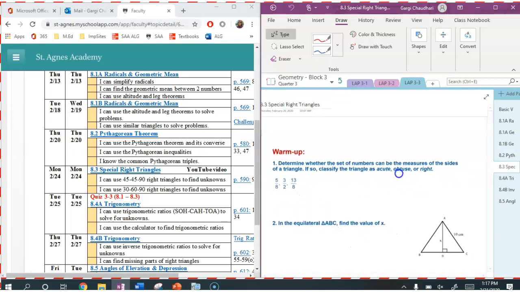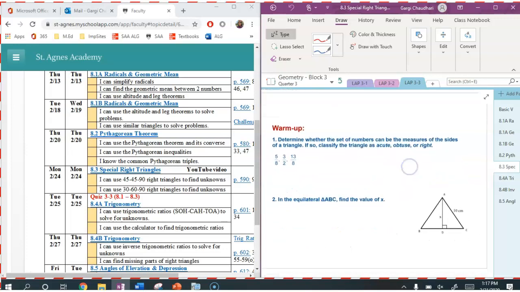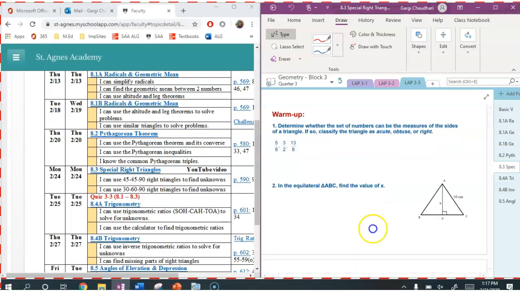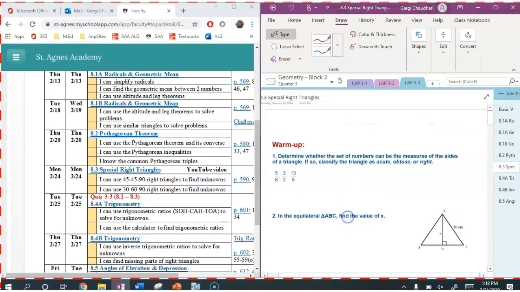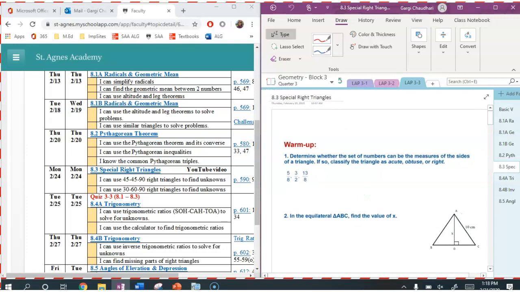Okay? So now that I've just shown you how to split your screen so that you can watch the video and take notes at the same time, you're going to go ahead and work on the two warm-up problems that are in your 8.3 notes. So pause the video now, and then once you're done, you're going to check your work with me.